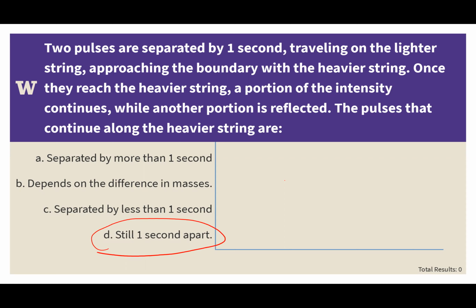But because the speed is different, and speed is going to be wavelength times frequency, the frequency is going to be the same, and the wavelength, therefore, is going to have to be smaller. So when waves change mediums, we're going to figure out the new wavelength in the new medium and keep the frequency the same.